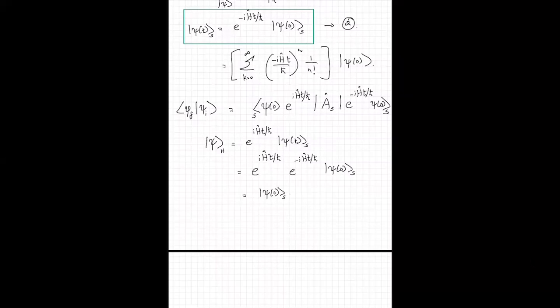Sachin is asking, should there be a psi 0s? Sorry, where exactly? I'm not getting you. So if you can point out where, I can look at it.